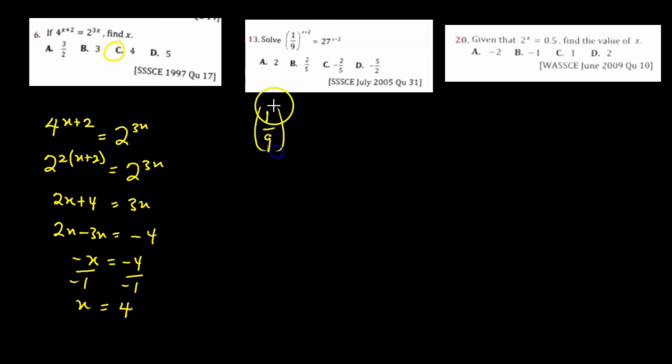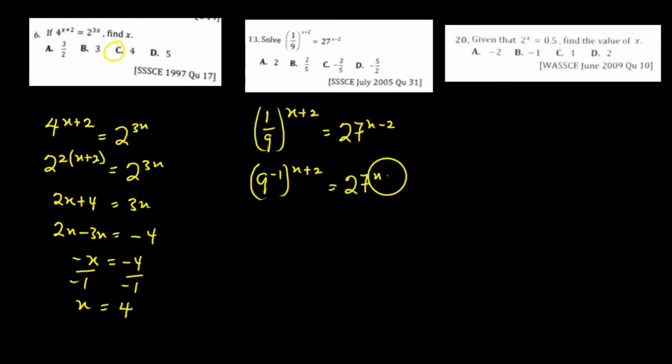To the next example, having 1 over 9 all raised to the power x plus 2 equal to 27 raised to the power x minus 2. Now we need to write them to the common base, and you remember the 1 over 9 can be written as 9 to the power negative 1 all raised to the power x plus 2, and that should be equal to 27 to the power x minus 2.